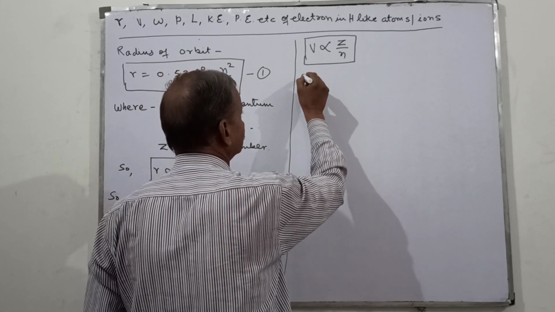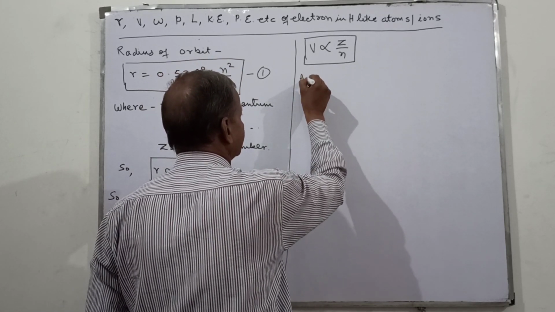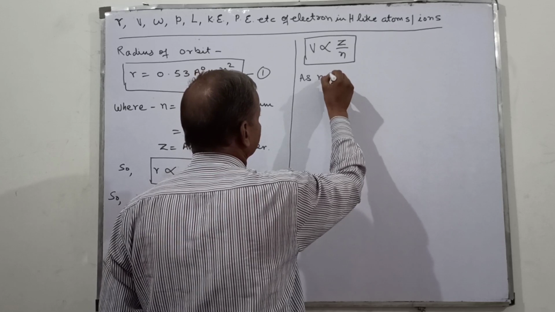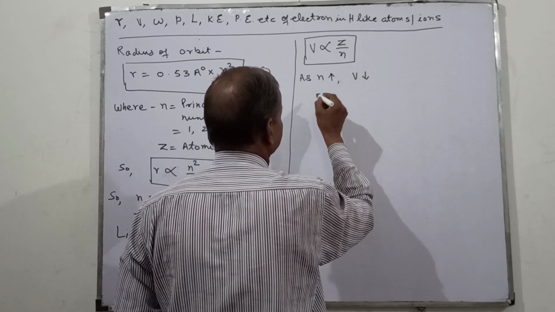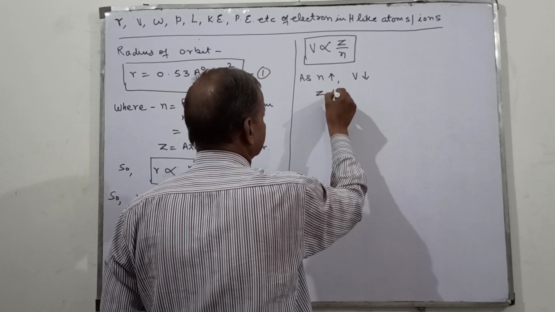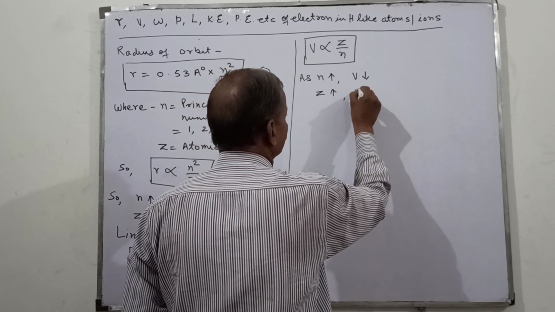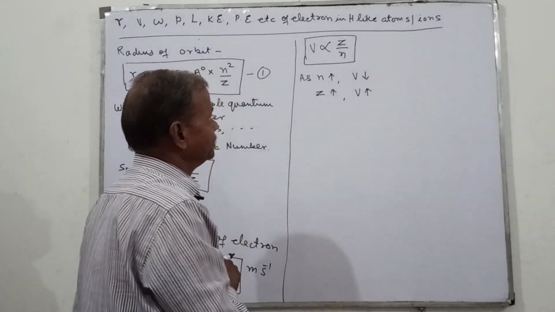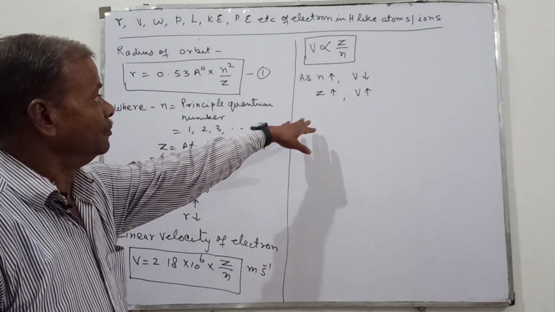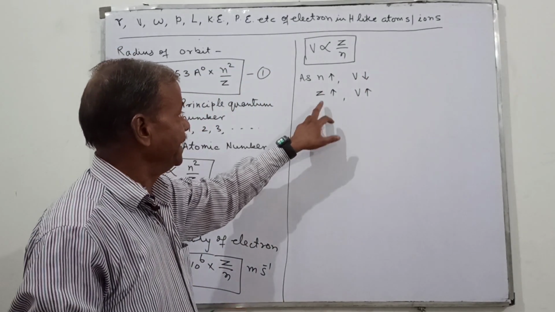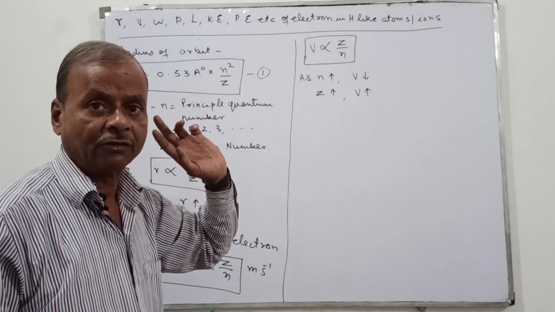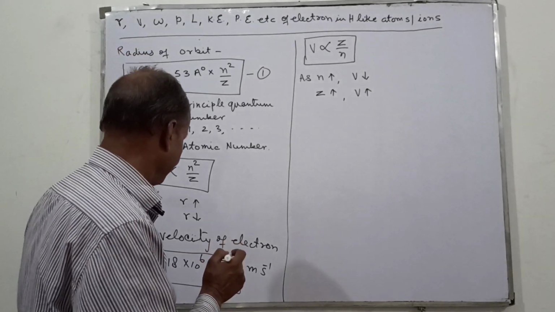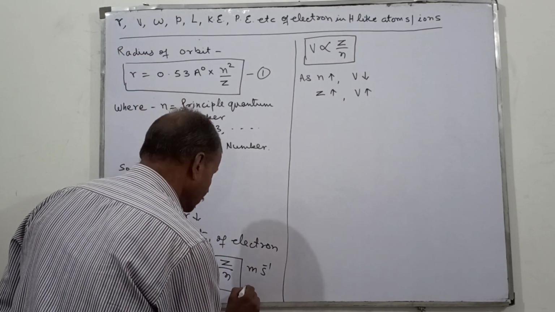So as n increases, V decreases, and as Z increases, V increases. This is the effect of n and Z on the linear velocity of the electron. This is now relation number 2.